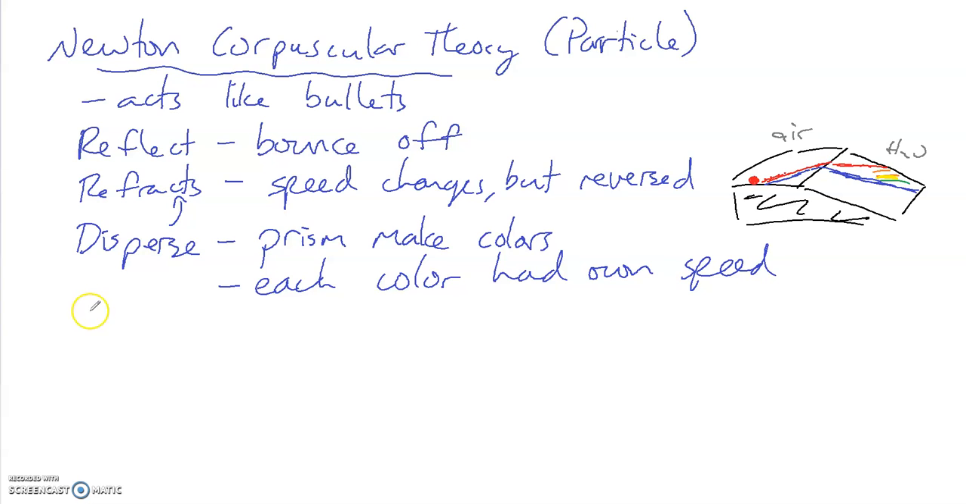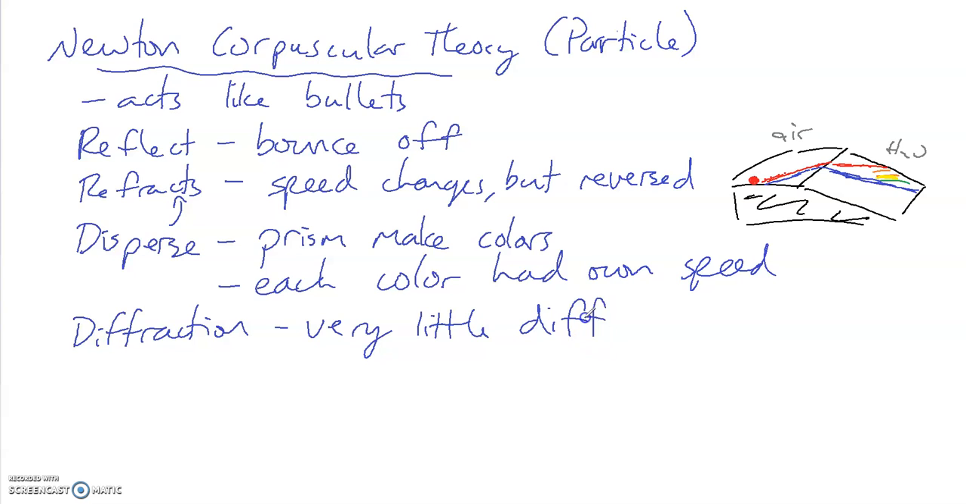Okay. Now there's also diffraction. Of course, diffraction is when things go through openings and spread apart, like waves will go through openings and spread apart. Well, typically light goes straight. There's very, very little diffraction for light. It goes pretty much straight.